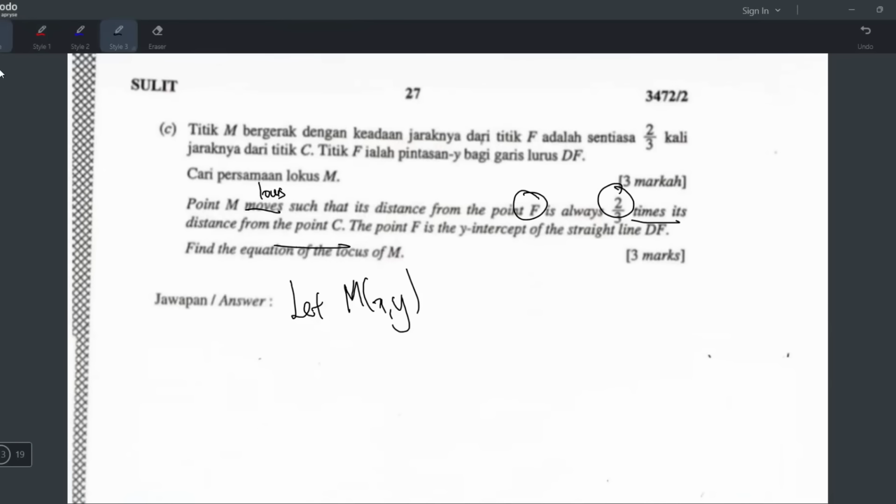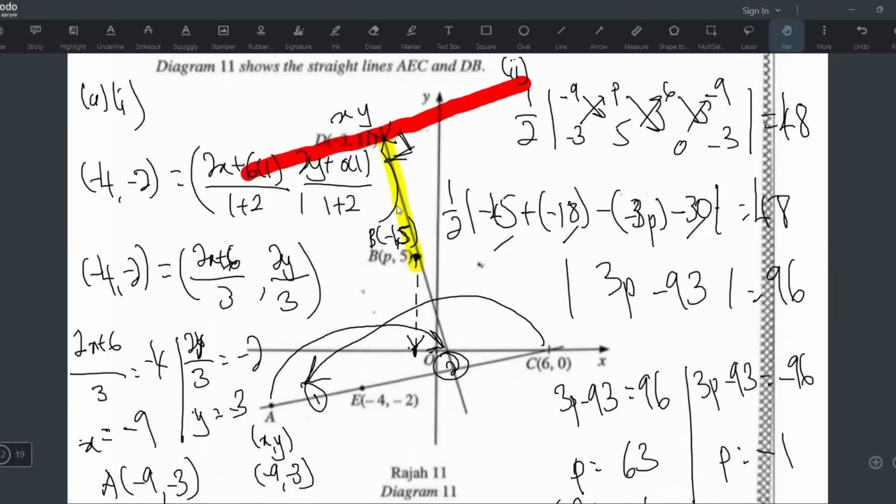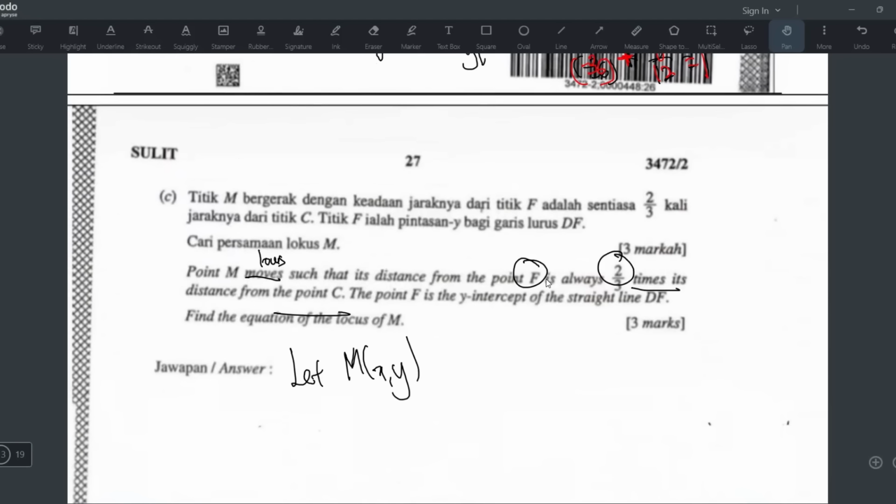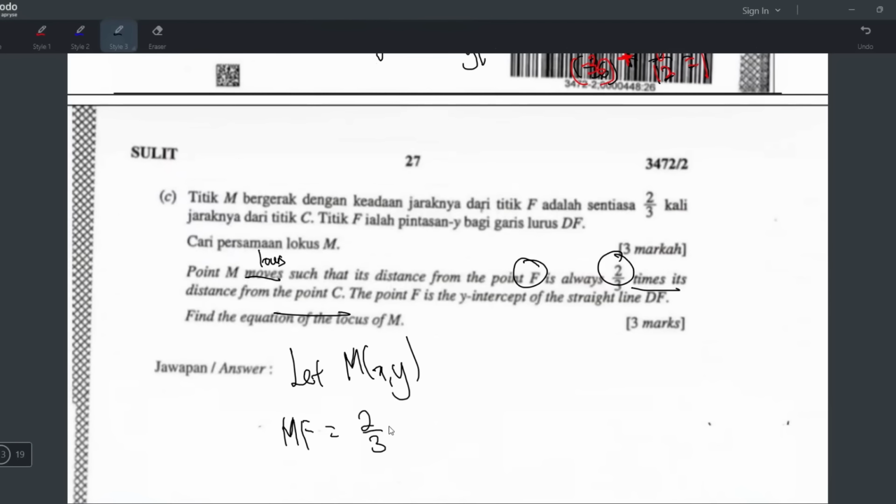If you go to the diagram, you can see point M is not there, because point M is a moving point. It moves with the condition that the distance from F, so MF, is always 2/3 times the distance from C, so 2/3 times MC. Some students will write FC here, but if you write FC it is already wrong, because M is the moving point. So MF is always 2/3 times MC. That is correct.